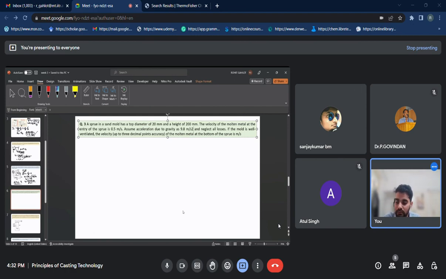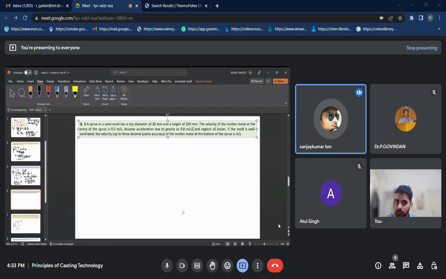Is it 2.5 meter per second? No, no, it is coming around 2 meter per second. Can you tell how you tried to go through this problem? No, it's actually based on the continuity equation. It's A1 V1 equal to A2 V2.